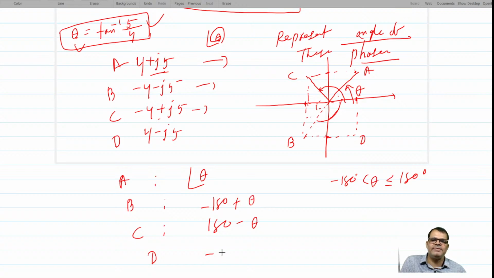And what is the angle of D? Simply minus theta, this angle. First A, the negative, okay, you have, B I can say is not a correct representation. So B, yeah, rest all are fine.